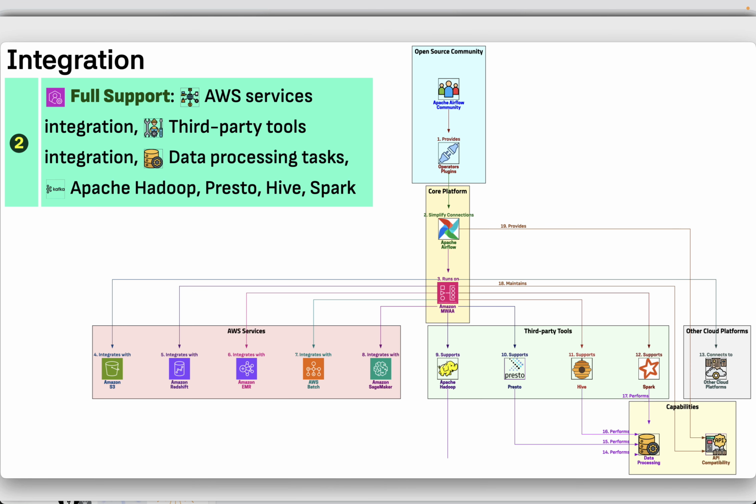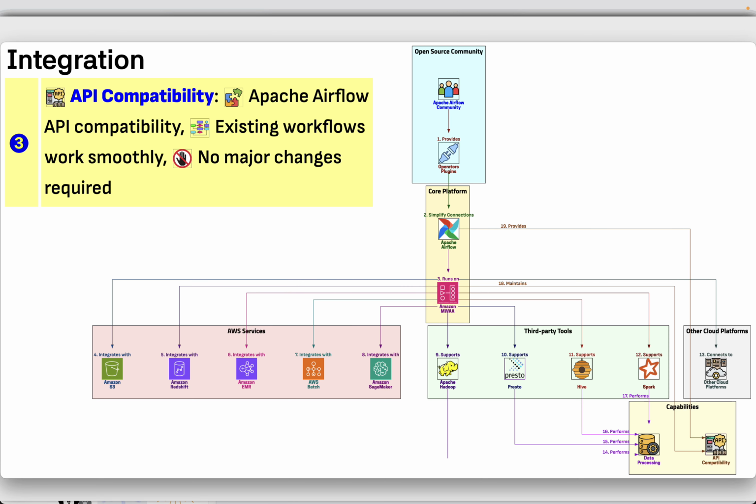So, full support. When you use Apache Airflow with Amazon Managed Workflow for Apache Airflow, you get full support for integration with both AWS services and popular third-party tools. This allows you to perform data processing tasks using tools you already know, like Apache Hadoop, Presto, Hive, and Spark. API compatibility: Amazon Managed Workflow for Apache Airflow is committed to maintaining compatibility with the Apache Airflow API. This means your existing Airflow workflows should work smoothly without any changes.